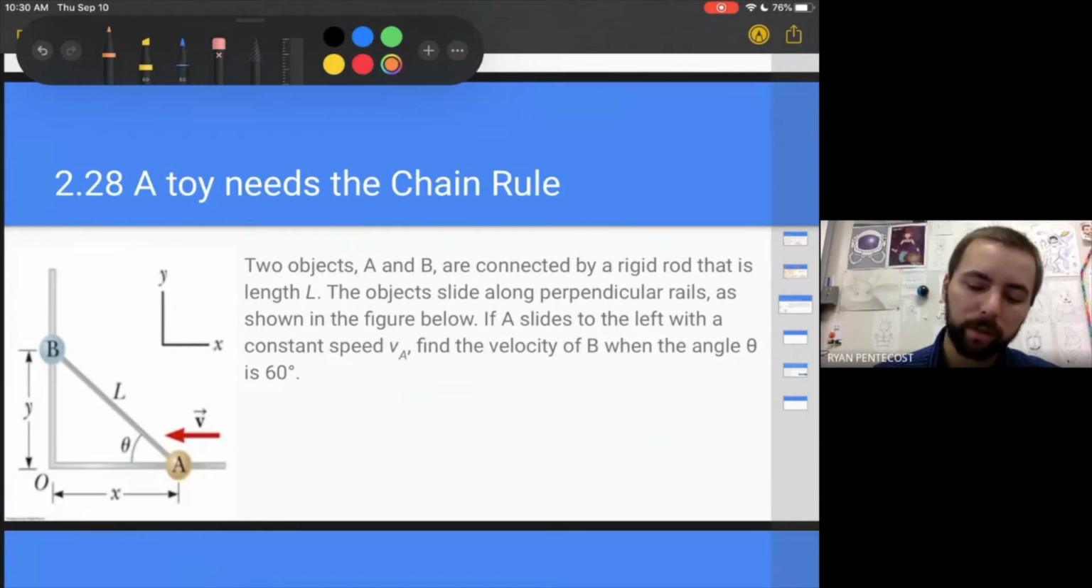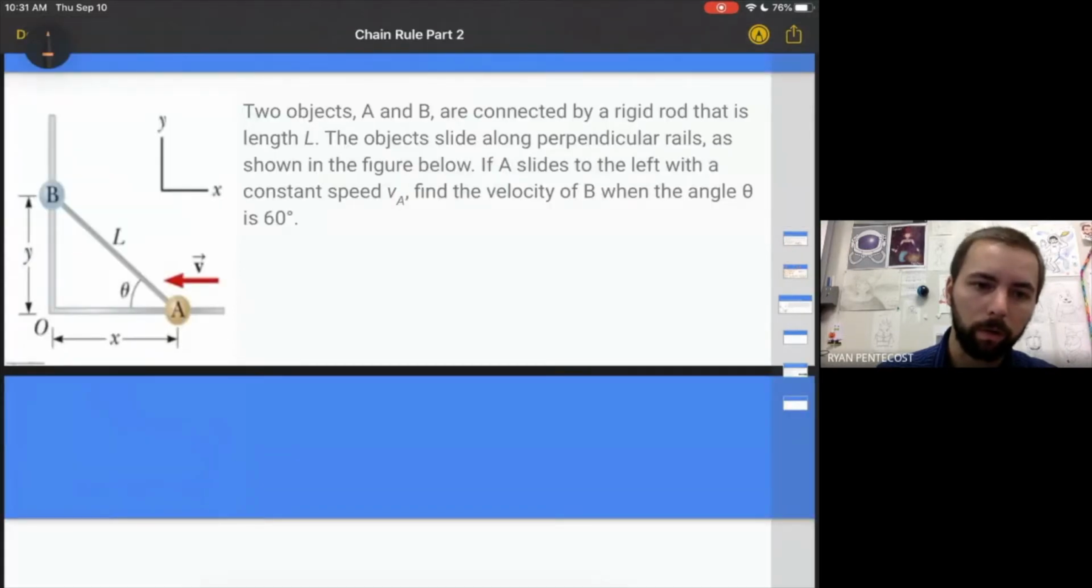So if A starts sliding to the left with a constant speed of VA, we want to find the velocity of object B when the angle is 60 degrees. So this can get tricky. So let's break this down. What are we given and what are we asked to do? Our goal is to find the velocity of B.